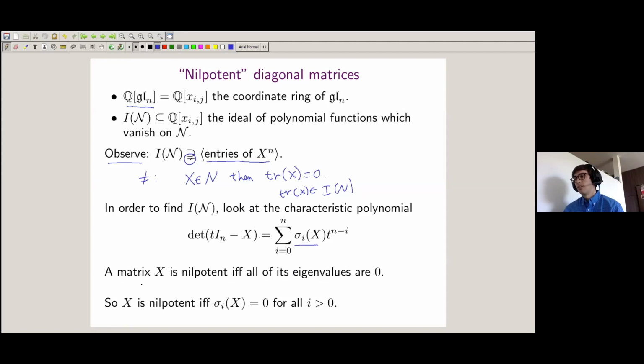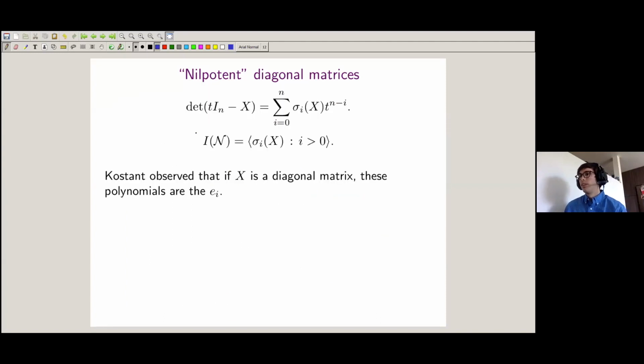And observe that a matrix is nilpotent if and only if all of its eigenvalues are 0. So if it's nilpotent, then this polynomial is actually just t to the n, which means that all of these sigma i's vanish for positive i's. And it turns out that the defining ideal is generated by those sigmas.